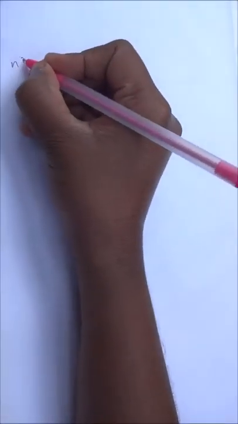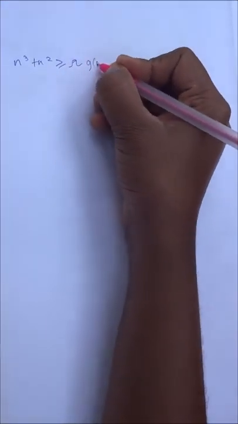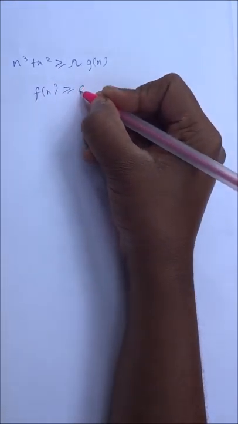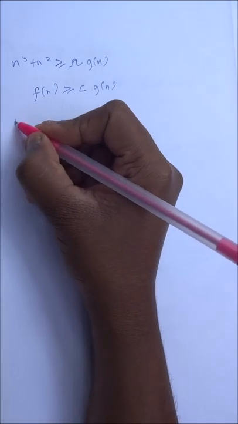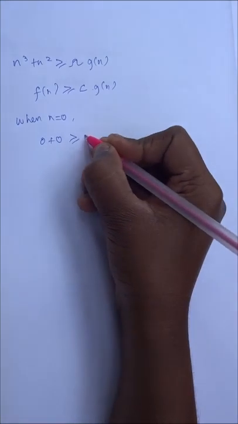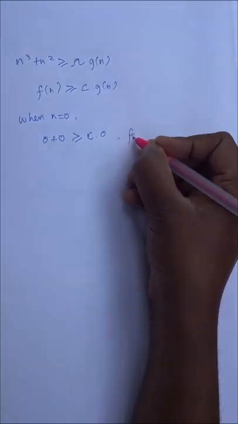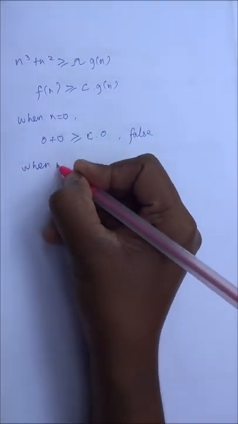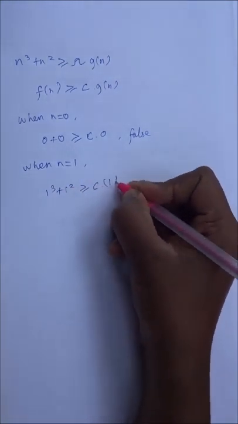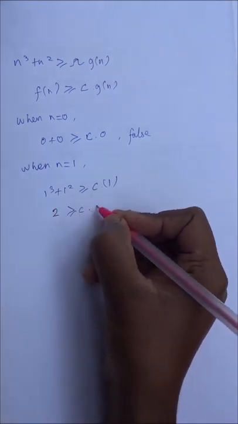Let us see an example. n cube plus n square belongs to big omega of g of n. Thus f of n is greater than or equal to c into g of n. Here we can put n equal to 0. 0 plus 0 greater than or equal to c into 0. Thus this condition is false. When n is equal to 1, 1 cube plus 1 square is greater than or equal to c into 1. Thus 2 is greater than or equal to c into 1.